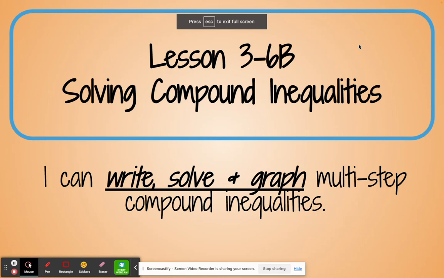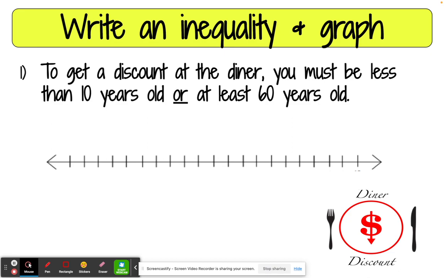Hi everyone, today we're going to continue solving compound inequalities. We're going to write, solve, and graph multi-step compound inequalities. So let's look at this example.